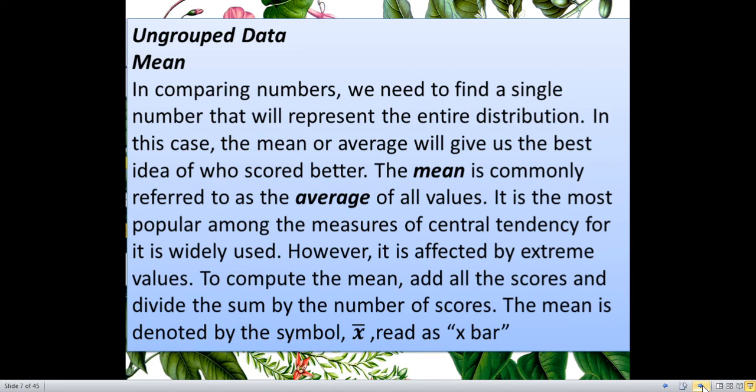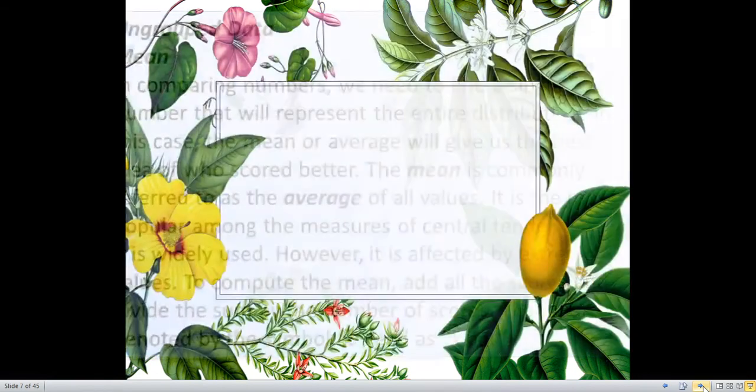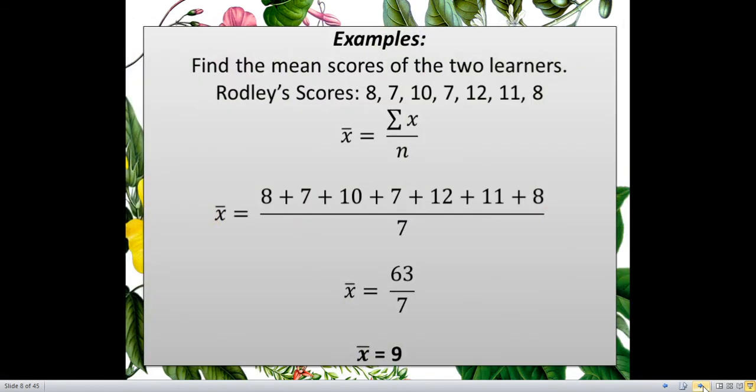To compute the mean, all we need to do is to add all the scores or data and divide the sum by the number of scores or data. The mean is denoted by the symbol that you will see in the screen here, and it is read as X bar. Let us have some examples.